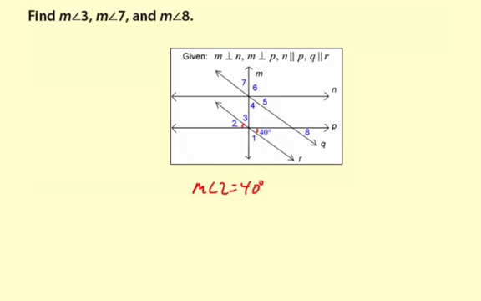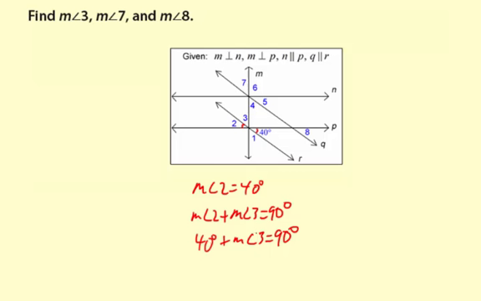Now the thing is, I know that the sum of these two angles, 2 and 3, has to be 90 degrees because M is perpendicular to P. So angle 2 and angle 3 are complementary. That means measure of angle 2 plus measure of angle 3 equals 90 degrees. And I know measure of angle 2 already, it's 40 degrees. So 40 degrees plus the measure of angle 3 is 90 degrees.